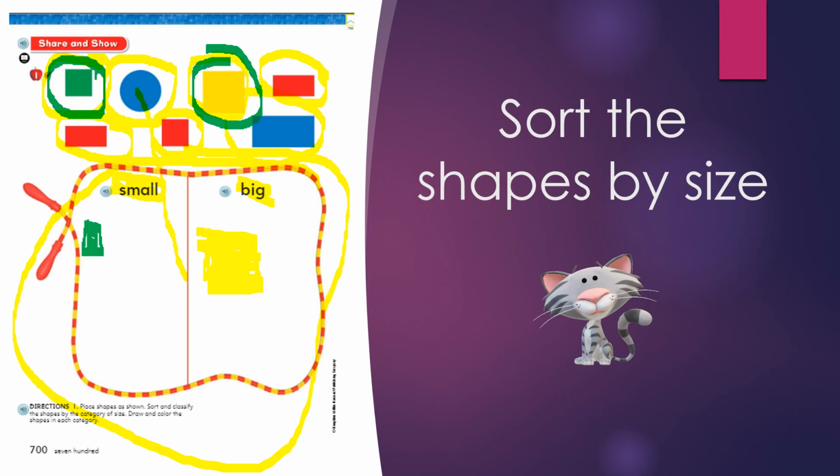Once you're finished pulling all your shapes down into the jump rope and sorting them by big and small, I want you to draw and color the objects that you have moved into that jump rope. Just like I did, I drew a small green square right there. So you'll do the same thing. You'll draw a small green square.